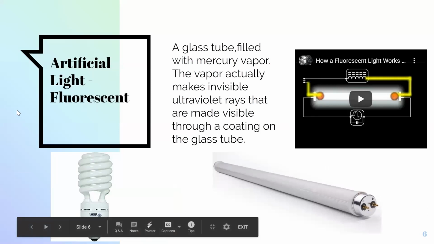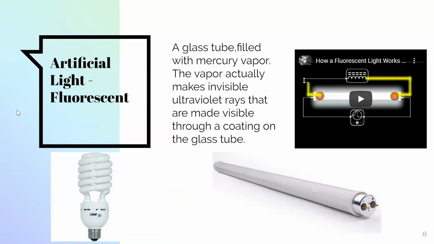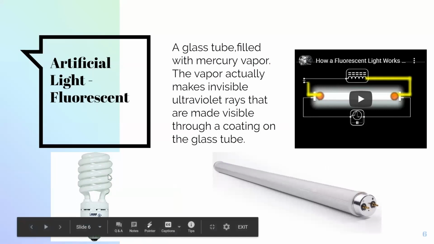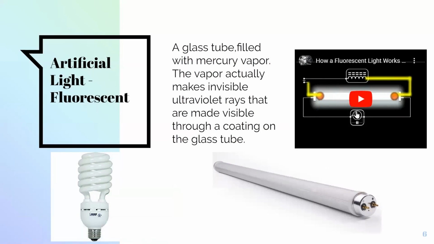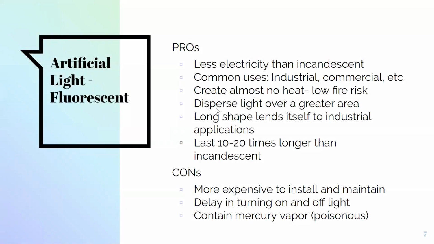Fluorescent lights are a glass tube filled with mercury vapor, and the vapor actually makes invisible ultraviolet rays that are made visible through a coating in the tube. So it's the coating on the inside of the glass for the bulb that actually makes the light visible. I've got a video here you can watch if you want.